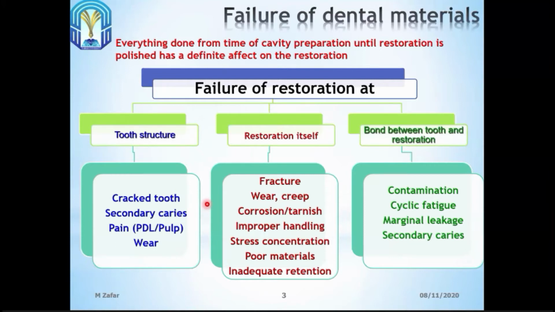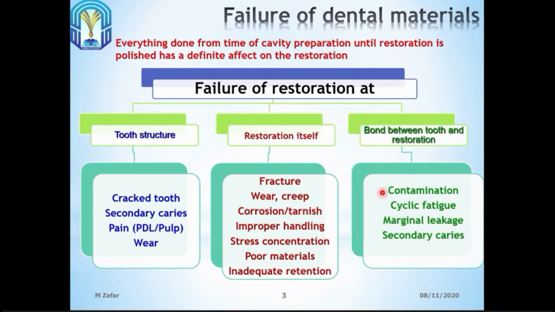So the purpose of this slide is to show you that failure is not necessarily from the material. It can happen from the tooth itself. And it can also happen, of course, from the restoration or restorative material, like it can fracture, it can have wear and creep, improper handling, stress concentrations, inadequate retention, so the material can fall out, the material can break. So anything can happen with the material as well. And also the bond between the tooth and restoration, which we studied in the adhesion chapter.